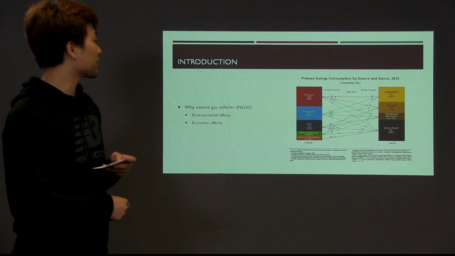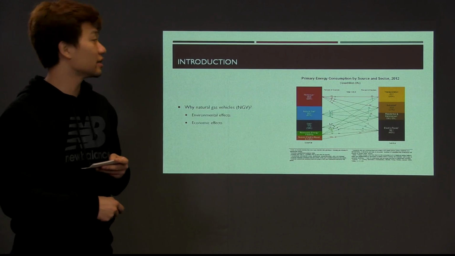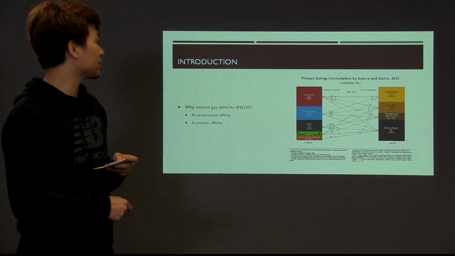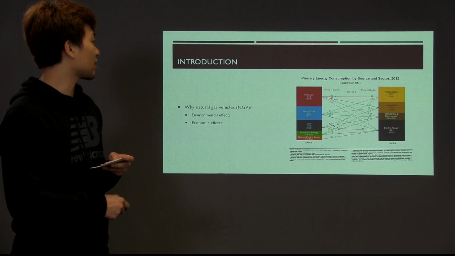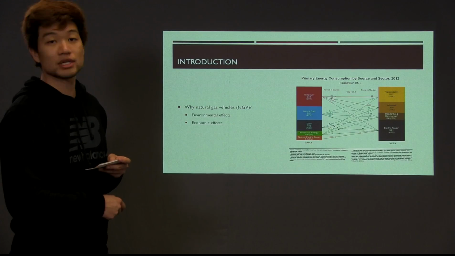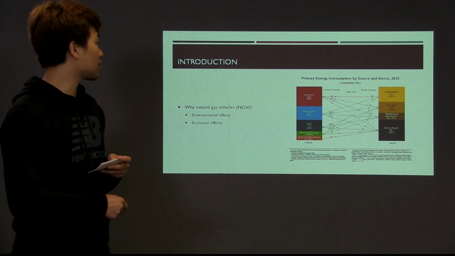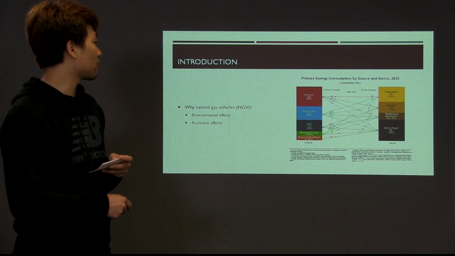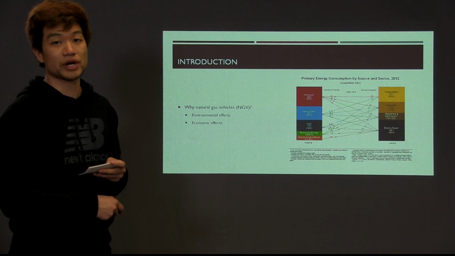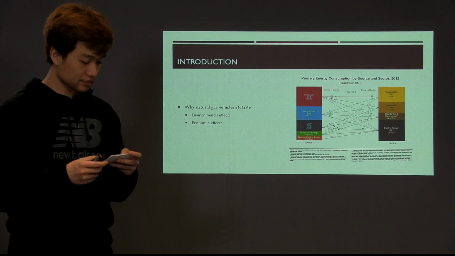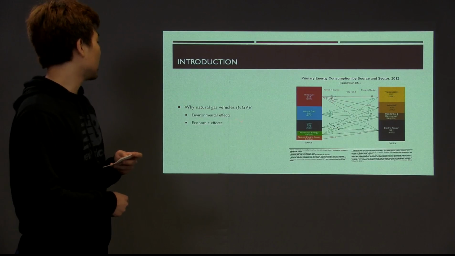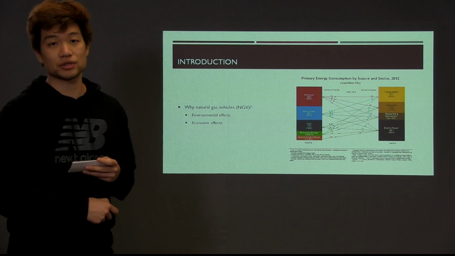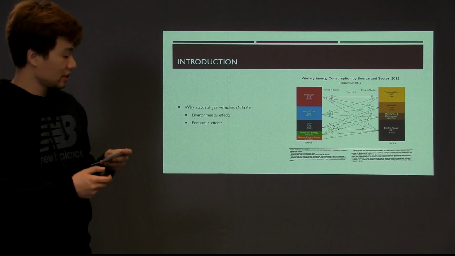As you can see from the figure from EIA, the Energy Information Administration, it shows that 93% of the transportation energy comes from petroleum, 3% comes from natural gas, and the other 4% comes from renewable energy like electricity. Natural gas vehicles have two effects if we substitute them for our gasoline vehicles.